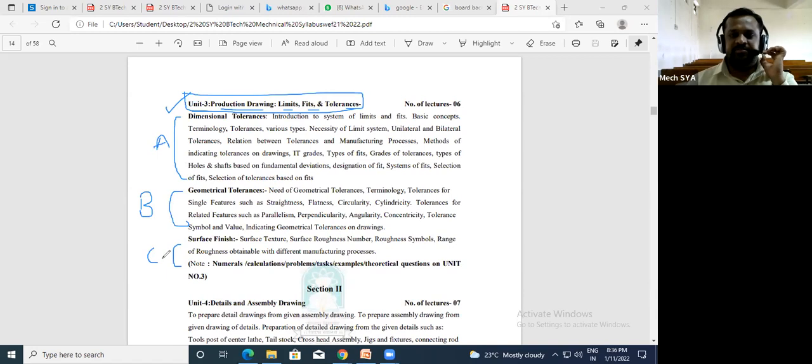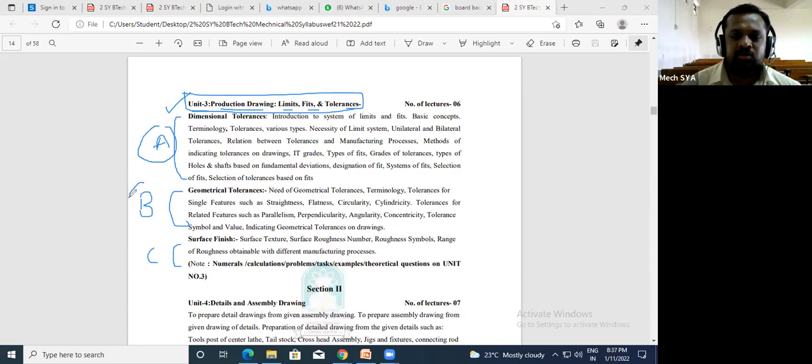These are the basic concepts of drawing, or we can say the basic concepts of production. Whenever we are going to produce any component, there are very important terms. What are those terms? That is limit, fit and tolerances. Limit, fit and tolerances are covered in this part A.